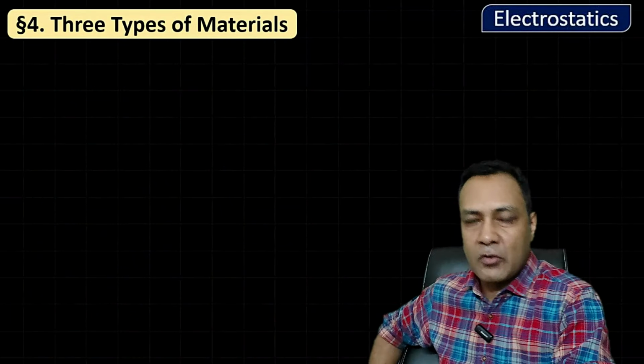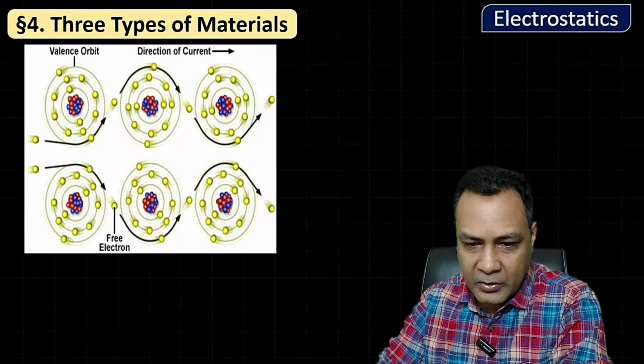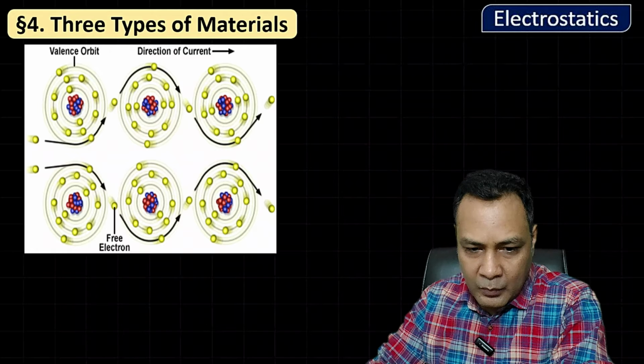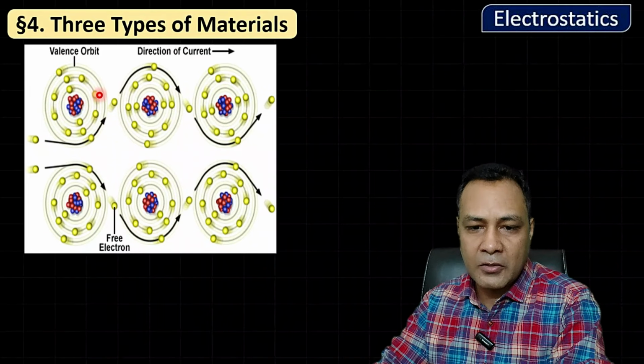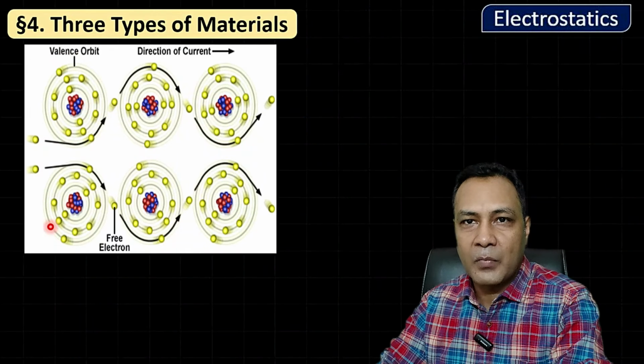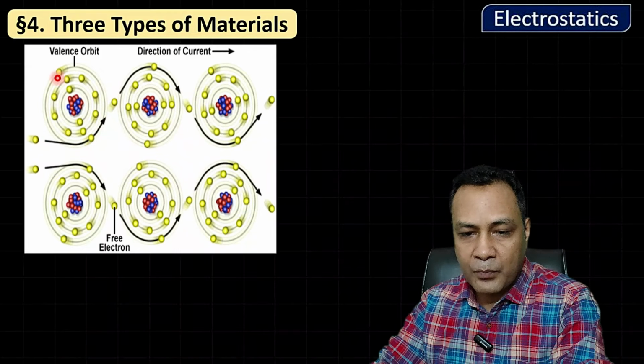Now there are three types of material. So let's see this picture first. You can see that this is matter, and this is the fundamental unit of matter, that is an atom. This is the nucleus. Electrons are revolving around the nucleus. This last orbit is the valence orbit.